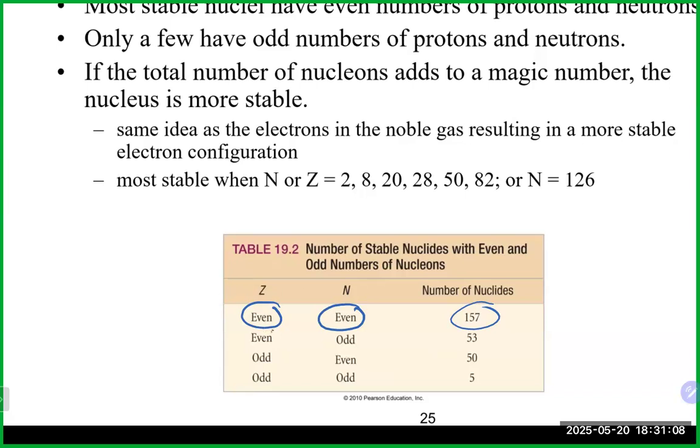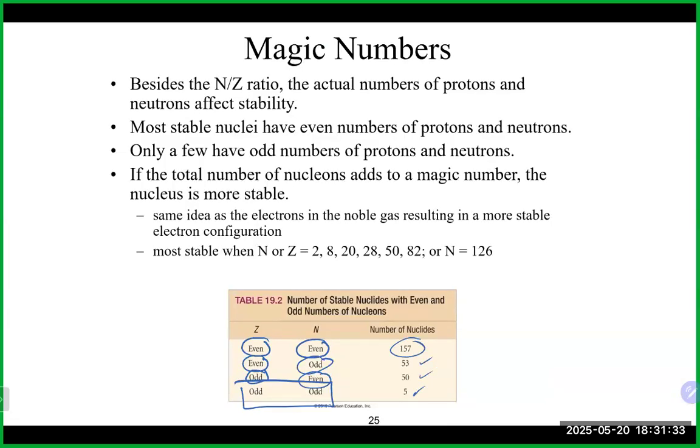The next best arrangement is even protons, odd neutrons, still about 53. Next best, odd and then even, you got 50. So they're relatively close. If you got at least one even in there somewhere, you're still not too bad. Worst case scenario is, as you can see, odd of everybody, right? Only about 5 of them are stable in that arrangement. So that's also a very quick way. Sometimes people look at stability as, do we have even protons and neutrons, or at least something that's even? And that gives you an idea of that.